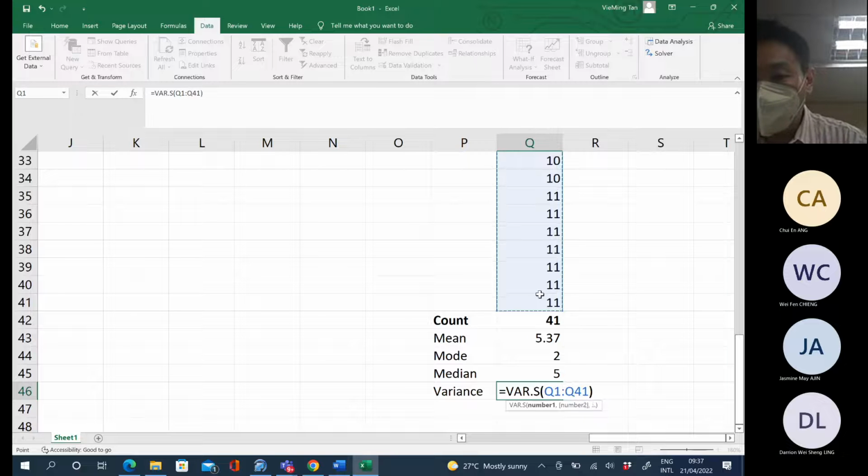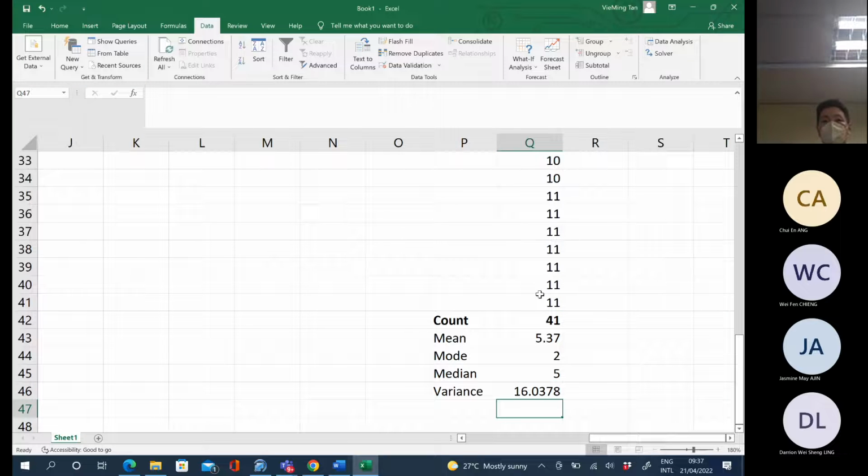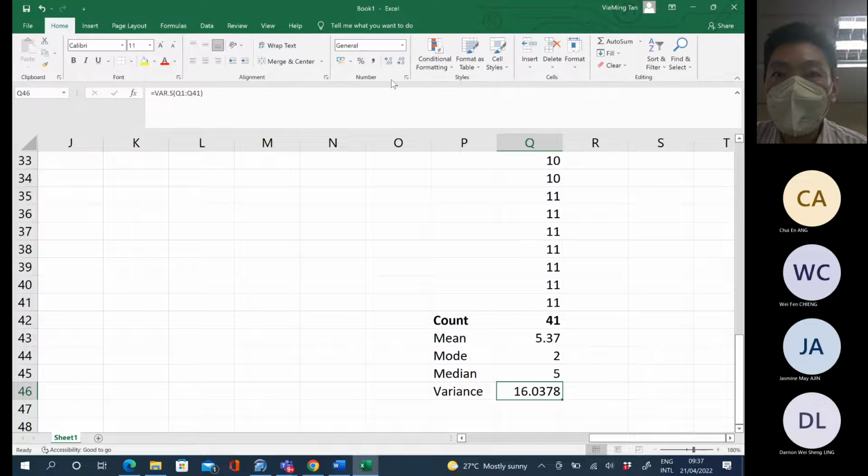Right, then put a close bracket. So let's go to 16.04 if you round to 2 decimal places. Usually we round to 2 decimal places. You can go to the Home tab and click on this button two or three times. So far so good.